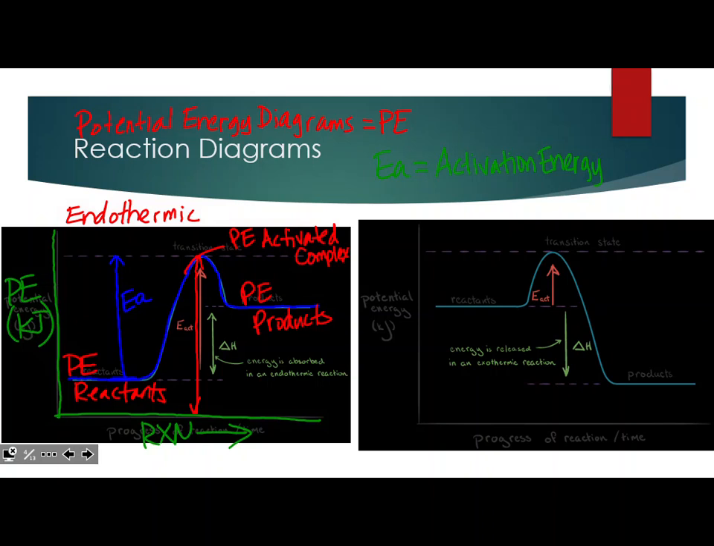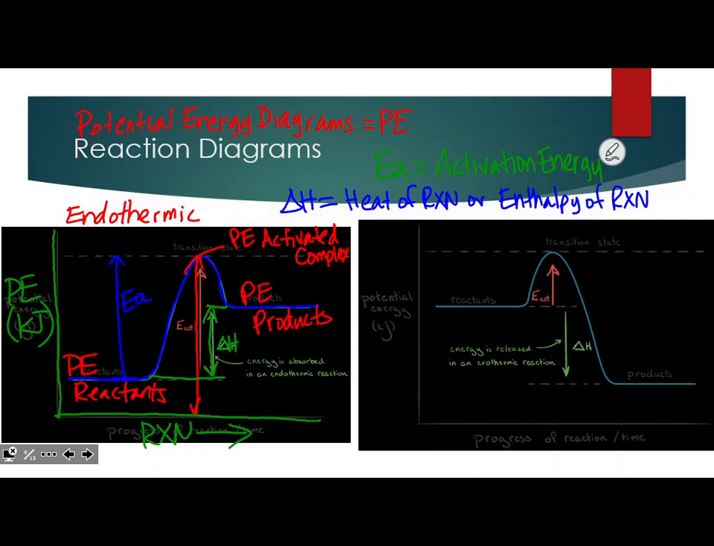The last thing that we need to note on our graph is something called delta H. Delta H is known as the heat of reaction, or the enthalpy of reaction. Now the delta H is always going to be from the product line to the reactant line. This amount here is our delta H.